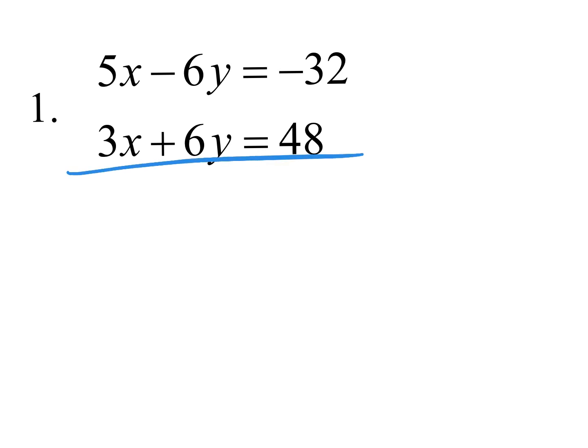Y is canceled out. Yeah, 5 and 3, it doesn't cancel. It's 8x. The negative 6y and the positive 6y, that eliminates. It's gone. So what I really have is 8x equals, and what is negative 32 plus 48? You could use a calculator if you want. 16. So believe it or not, we have a simple one-step equation now.